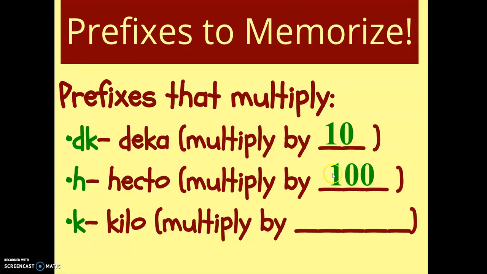A hecto is, you multiply by 100. So 1 hectometer is 100 meters. Kilometer or kilometers, you've probably heard of this, not so much the other two, multiplies by what? We have 10, we have 100. What do you think the next unit is? We're just adding zeros. And it'd be 1,000. So a kilometer is 1,000 meters lined up.